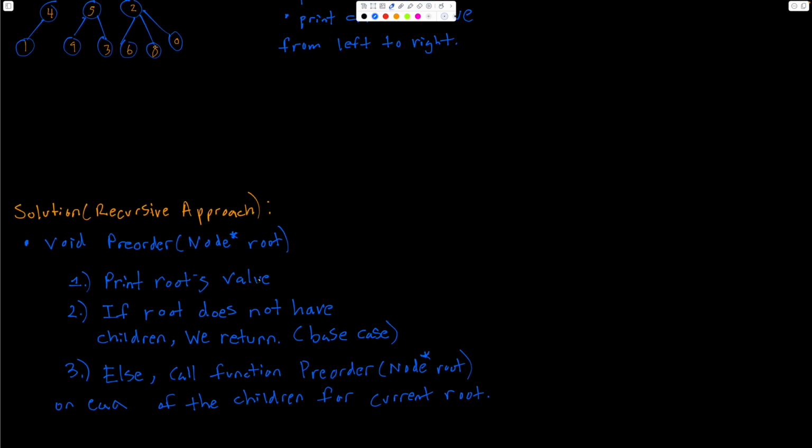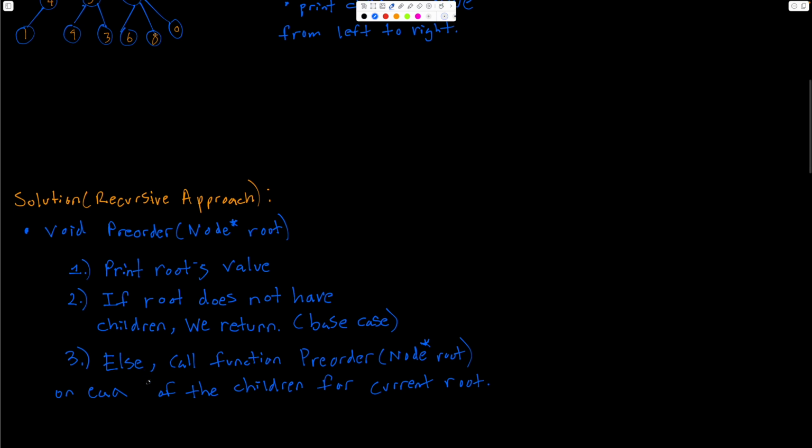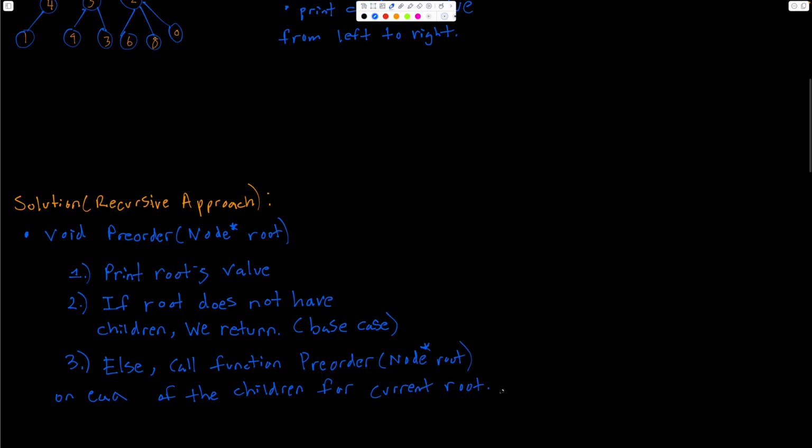You print the root's value, right? And if the root does not have children, we return. This is the base case. This is what's going to stop our function from recursively calling itself again and again. If we don't reach the base case, if the current root node still has children, then we go to this else clause. What this does is it calls preorder on each of the children of the current root. So it makes each of the children the root for a new preorder call.